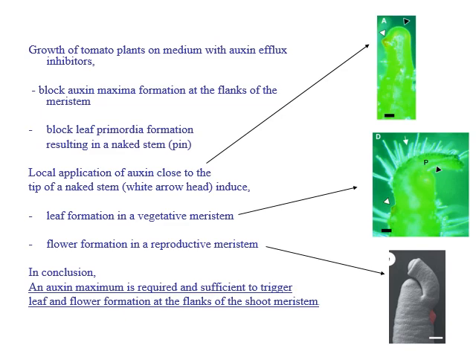And if you do this in a reproductive meristem, it looks perhaps somewhat obscene here. So you have a pin-shaped inflorescence here, and you apply auxin, and in that region then not a leaf but a flower primordia will form. So the conclusion for this kind of experiment is that an auxin maximum is required and sufficient to trigger leaf and flower formation at the flanks of the shoot apical meristem.